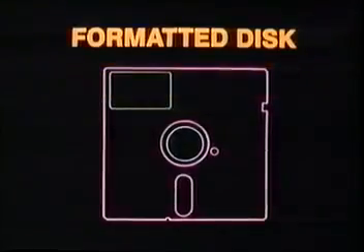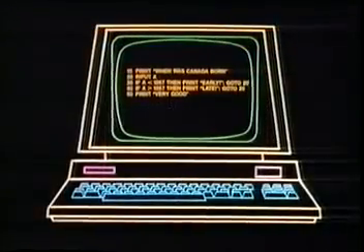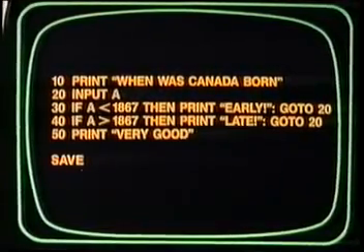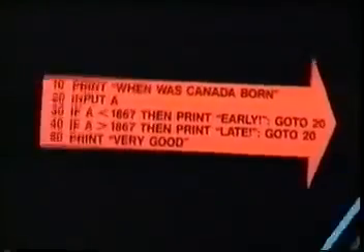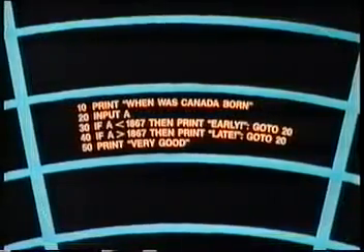Once a disk is formatted, the computer can randomly access any of its sectors in order to read or write some information. That means that when you type save and the name of the program, it's very easy for the computer to save your program on any particular part of the disk. And when you type load and the name of the program, it's equally easy for the computer to load your program from that particular part of the disk back into its memory.